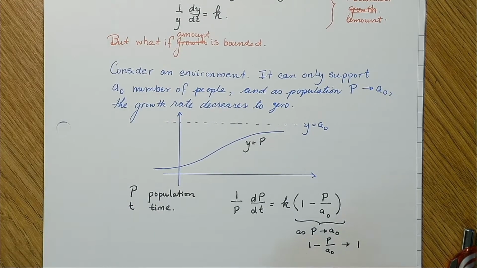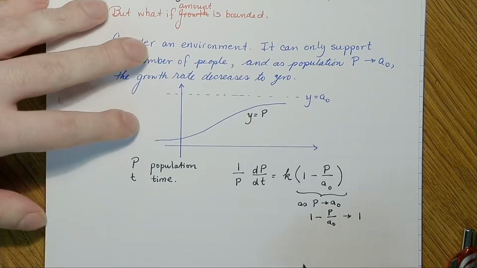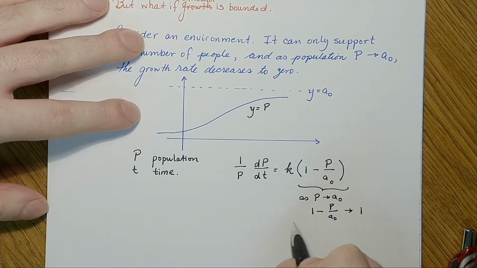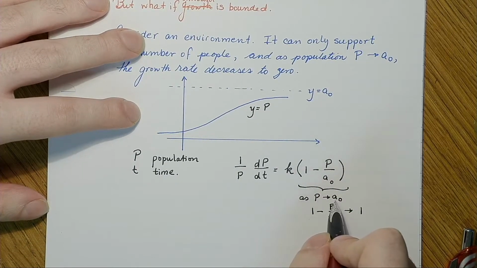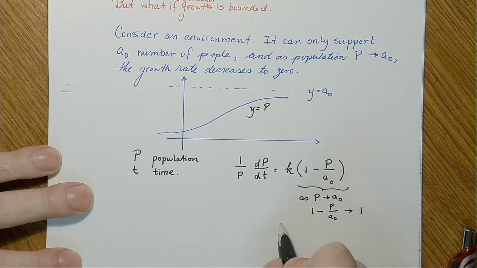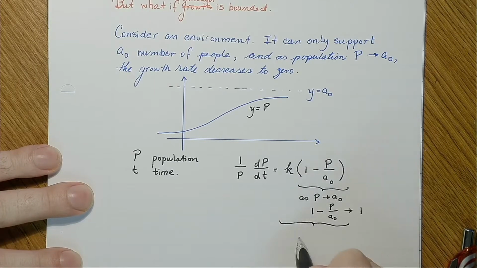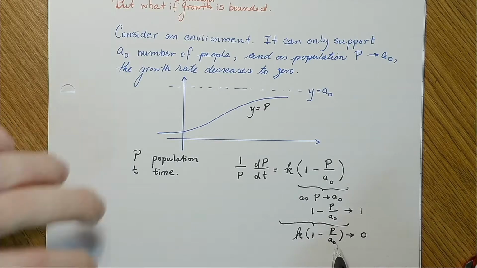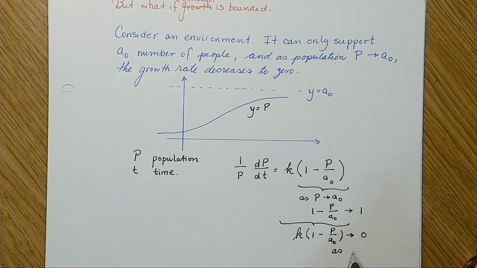I'm running off the page, sorry. Which means then that as p goes to a0, this whole thing here, k times 1 minus p, goes to 0 as p goes to a0. So it works out for us.